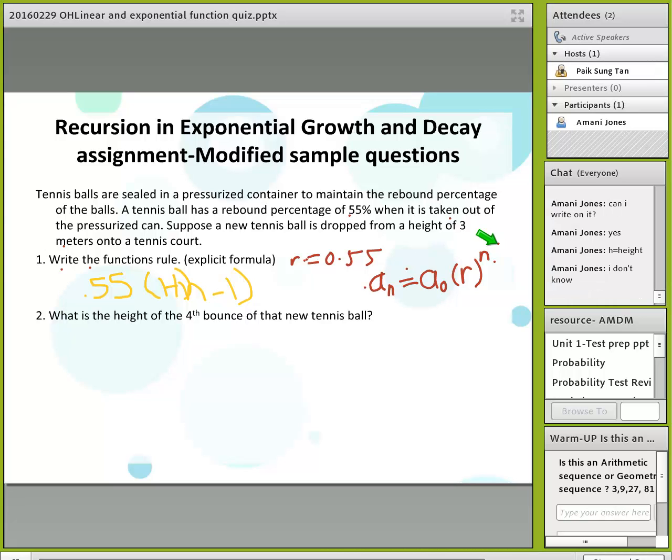Okay, it was a good try, but I just have a question. If you were to put H in the parenthesis here, what the H would be is, if it's an explicit formula, what do I plug in? Because I'm supposed to use a formula to find out the height of the bounce, according to how many bounces. My n is my number of bounces.